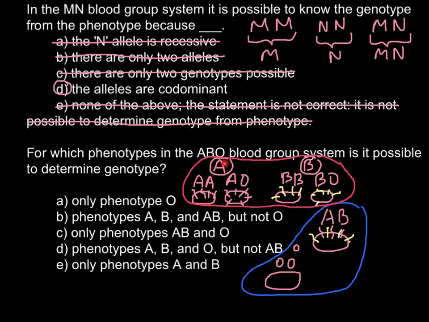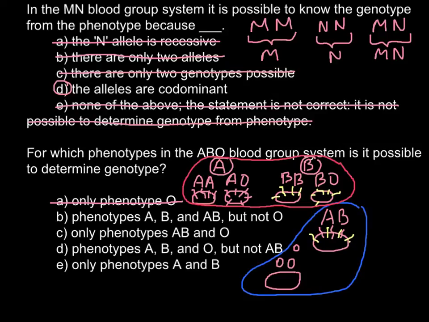So now we have all the information, so we can solve this problem. Let me read the question again. For which of the phenotypes in the ABO blood group system is it possible to determine genotype? Answer A, only for the phenotype O, and that's not true, because as you see here, you have blood group O and blood group AB. So we have to cross out this answer. It doesn't answer completely.